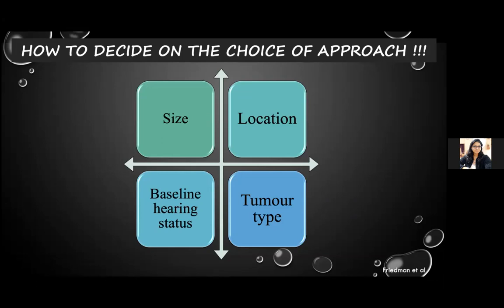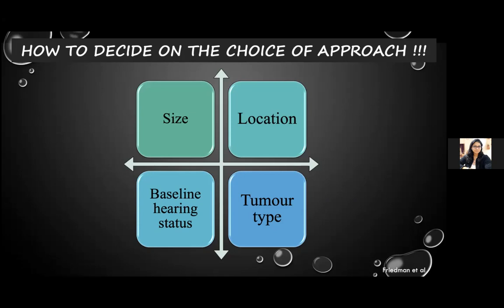Now, more about baseline hearing status. We have to decide which hearing can be preserved and which hearing to sacrifice. In the Clinical Atlas by House, their lateral skull base surgery textbook, they have described a 50-50 rule. That rule says that if the patient has a pure tone average of 50 decibels and a speech discrimination score greater than 50%, then such hearing can be preserved. That is the criteria they are using.